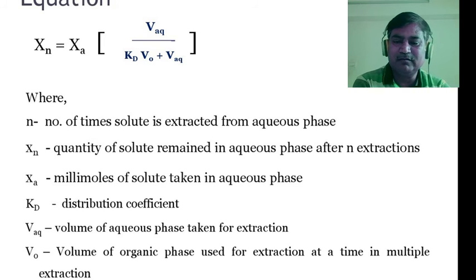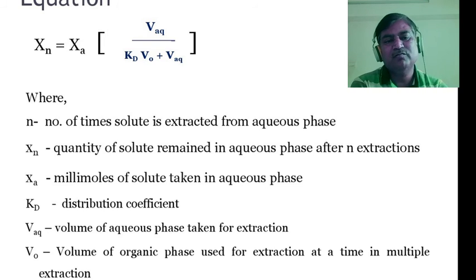The volume of aqueous phase we take only once, at the beginning. That is aqueous phase. And Vo is the volume of organic phase used for extraction at a time in multiple extraction. For each of the extractions 1, 2, 3, the volume of organic phase that we took is called Vo. Remember this equation properly, understand this equation properly.